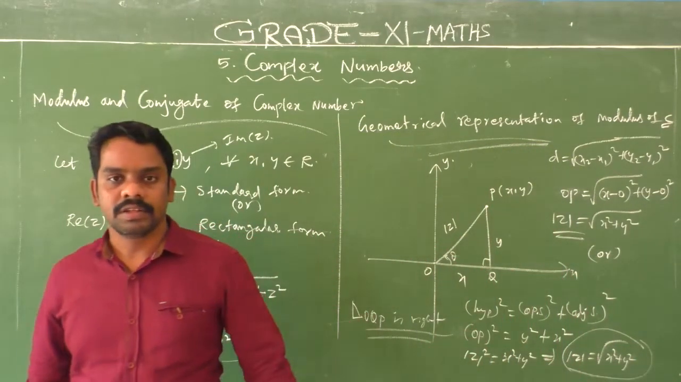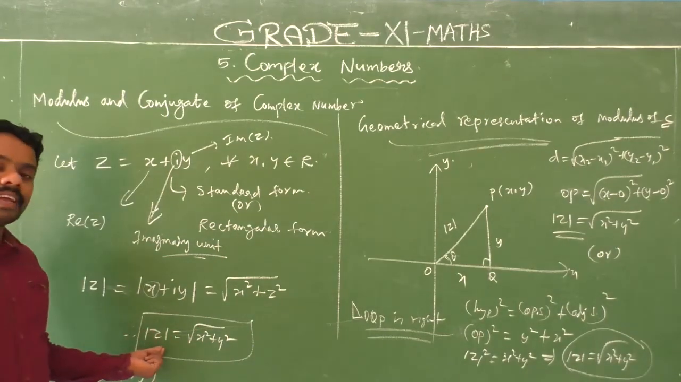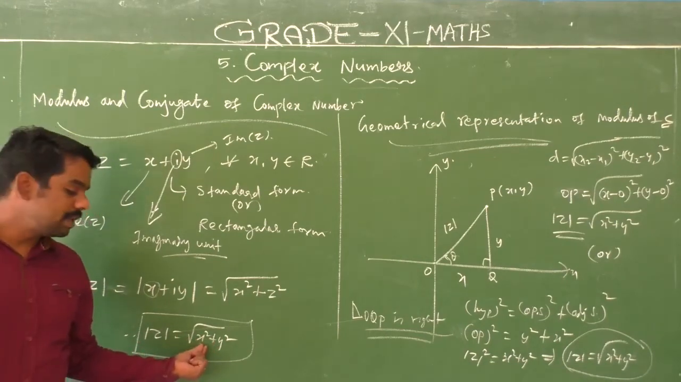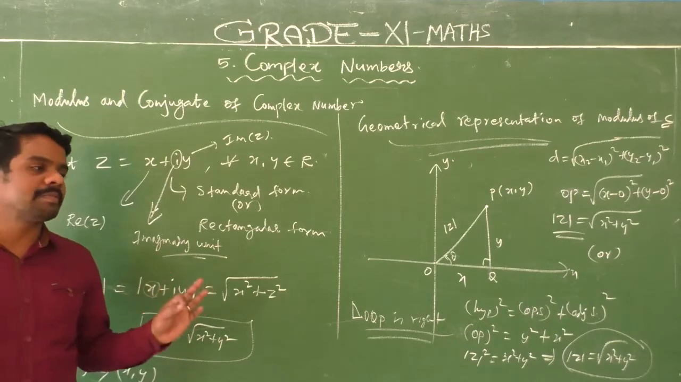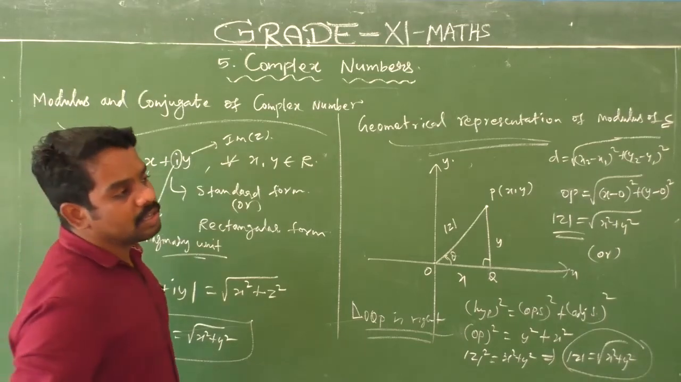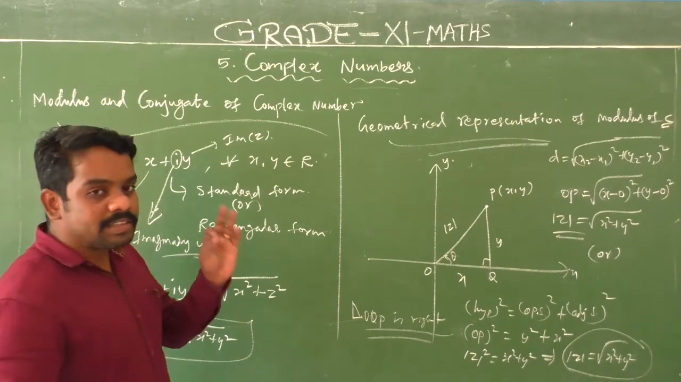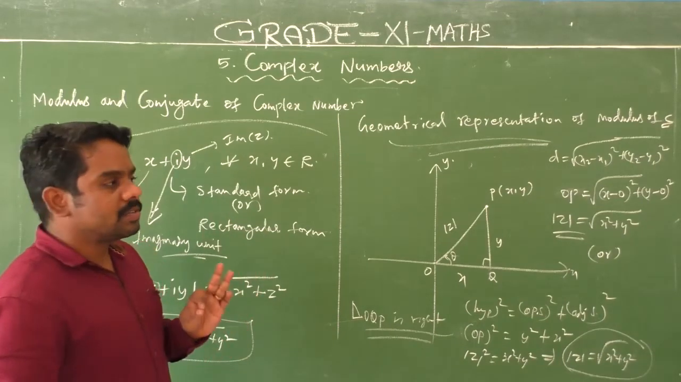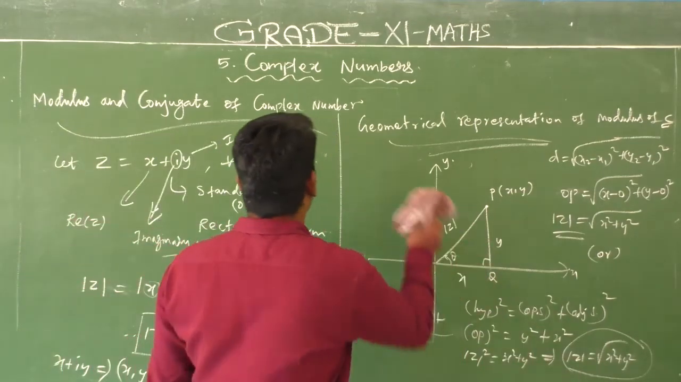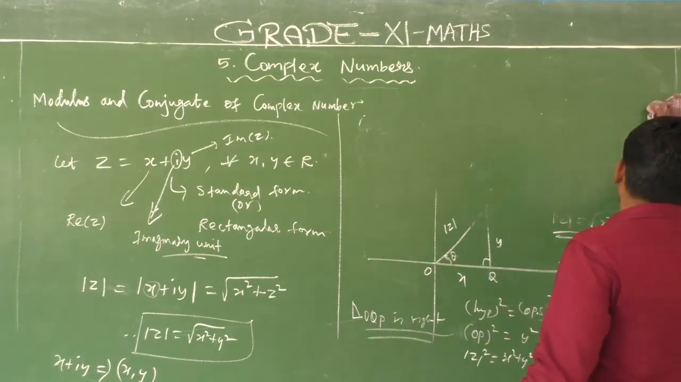So the modulus of every complex number is equal to root of real part square plus imaginary part square, where x is the real part and y is the imaginary part. Modulus value of any complex number is only positive, so it is the positive square root of real part square plus imaginary part square. Okay, next, conjugate of a complex number.